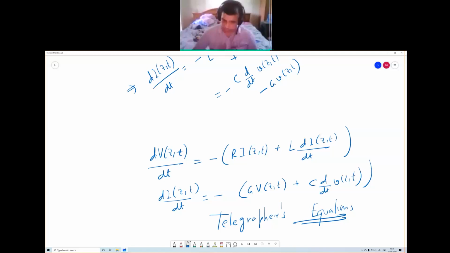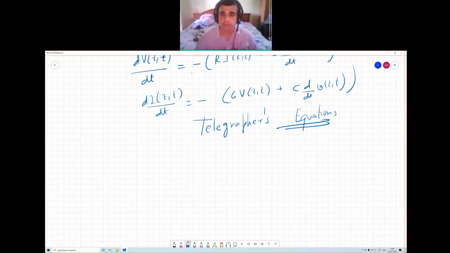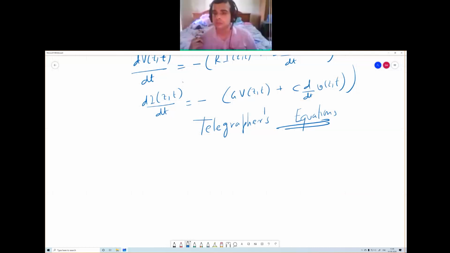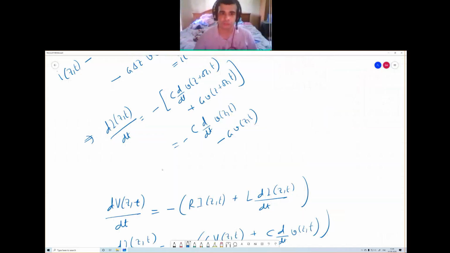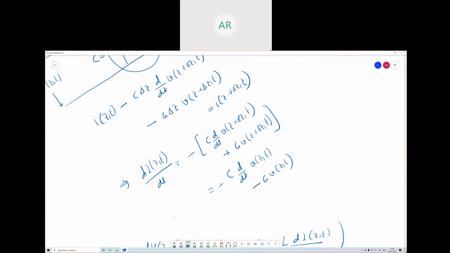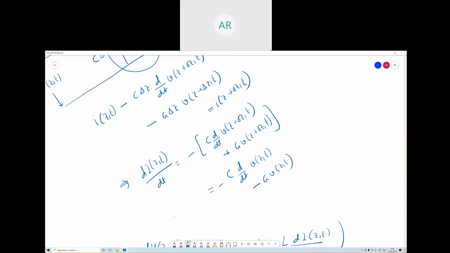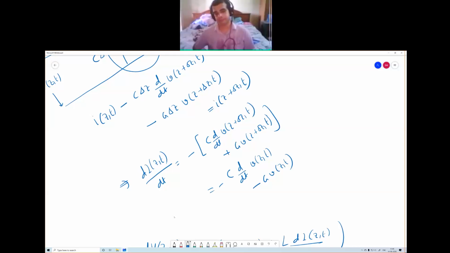Yes, sir. Right? Sir, can you scroll a little bit upwards? Sorry, I couldn't get you. Can you scroll a little bit upwards? The KCL equation. Of course I can. This part? Yes, sir. Okay. Thank you.